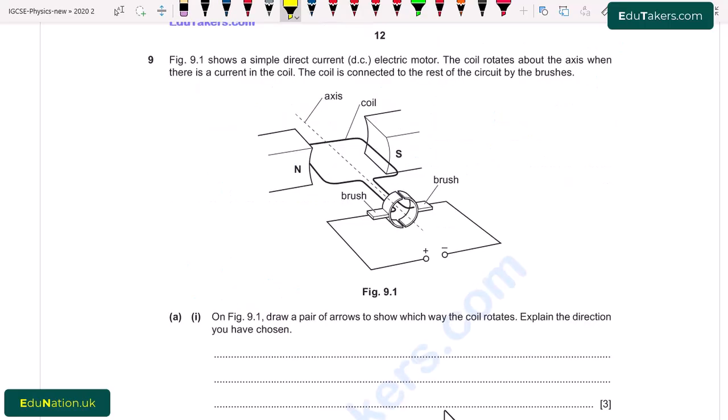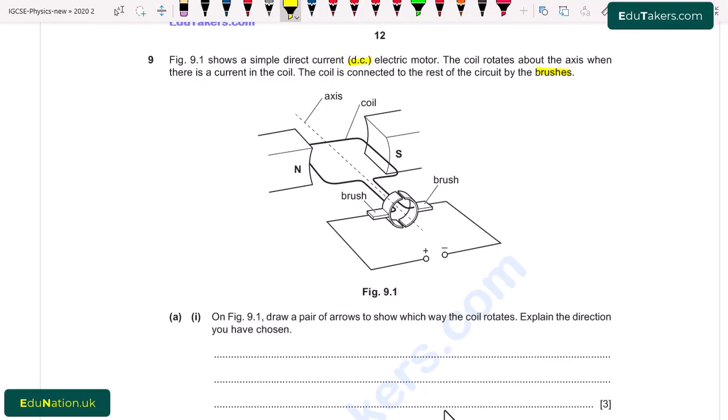Question number 9. Figure 9.1 shows a simple direct current DC electric motor. The coil rotates about the axis when there is a current in the coil. The coil is connected to the rest of the circuit by the brushes. Part A1. On figure 9.1, draw a pair of arrows to show which way the coil rotates. Explain the direction you have chosen.